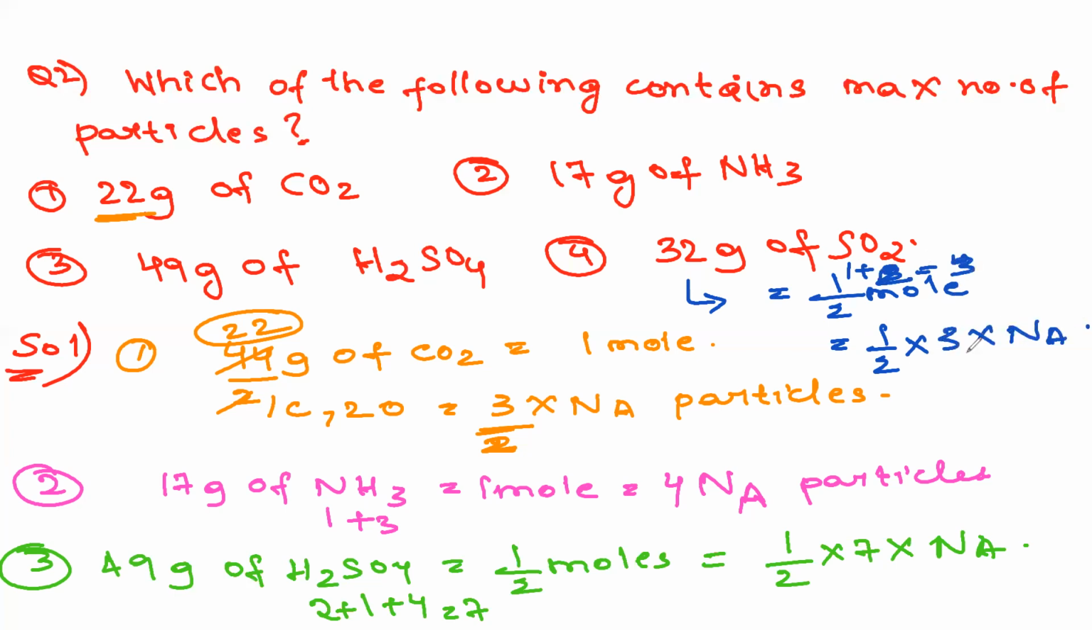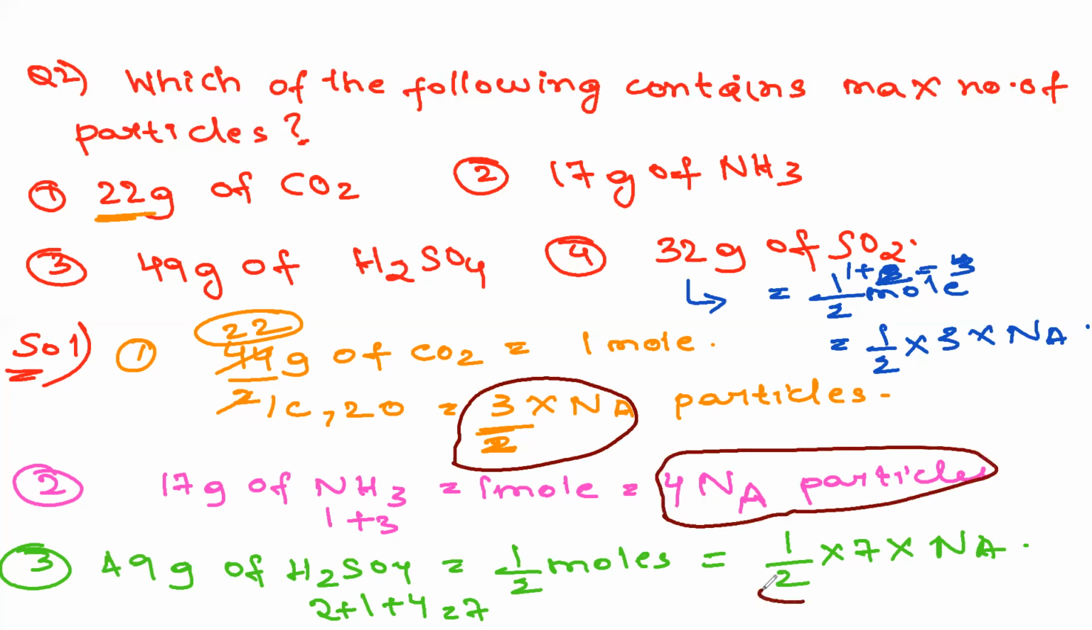So now the answer is clear for you. The first option is 3 by 2 into Avogadro number. The second option is 4 into Avogadro number. The third option is 7 by 2 into Avogadro number. And the fourth option is 6 into 3 by 2 into Avogadro number. So what is the answer now?